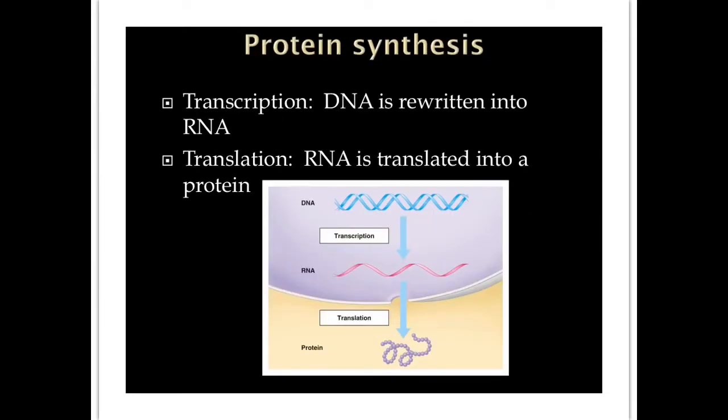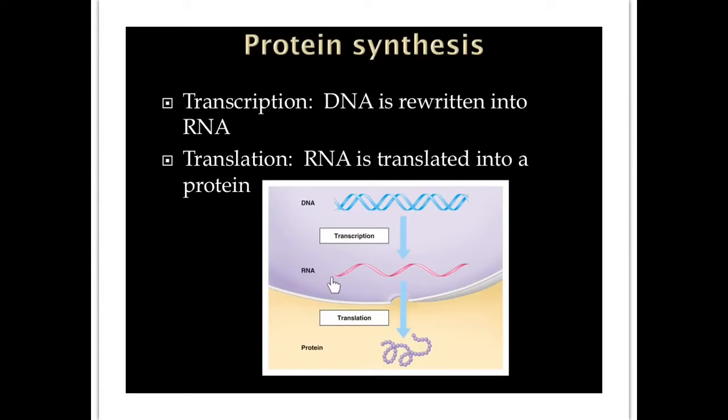Protein synthesis consists of two parts, transcription and translation. Transcription is when the DNA is rewritten into RNA. In eukaryotes, DNA does not leave the nucleus, so transcription occurs in the nucleus. In prokaryotes, there is no nucleus, so transcription is just occurring in the cytoplasm.